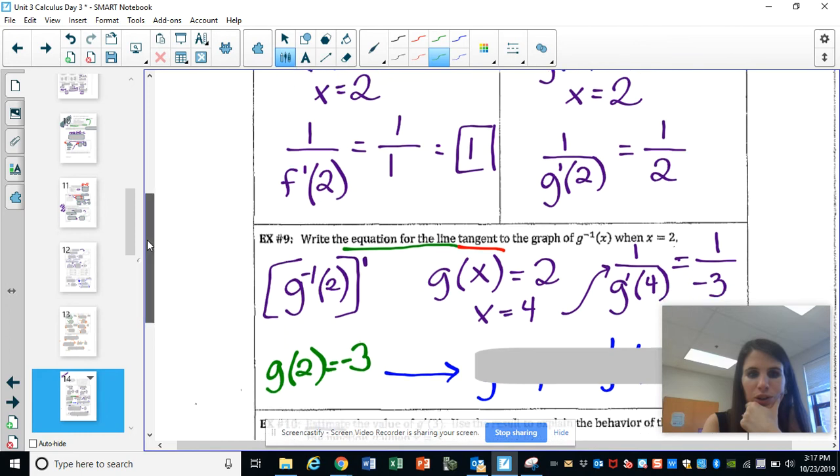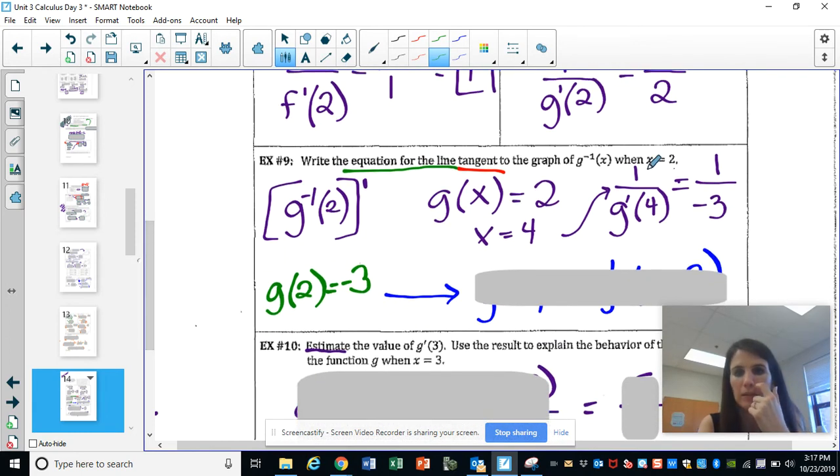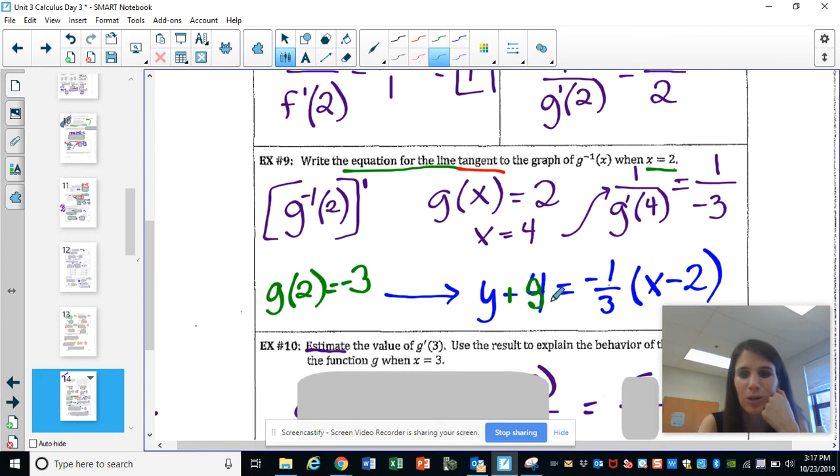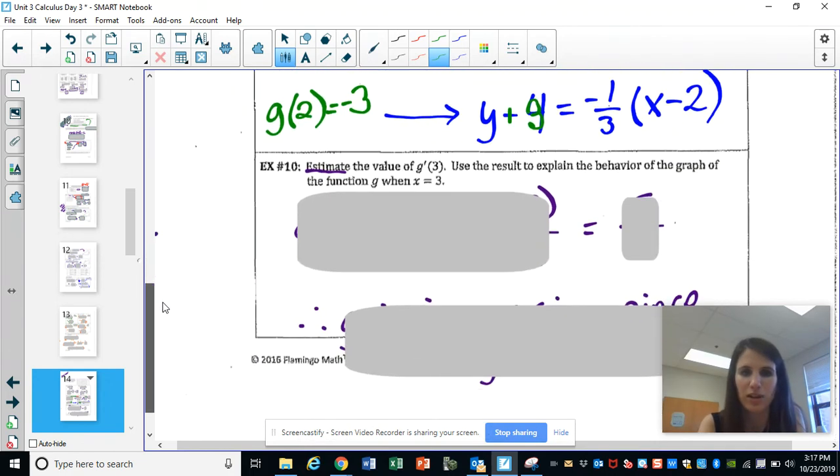So therefore, we now have our point. X is equal to 2, and our y is equal to negative 3. So plug it into our formula. Let's change this to y plus 3. Look at the green, not the blue. That's a 3. Y plus 3 is equal to negative 1/3, x minus 2. Okay. All right, moving on, number 10.